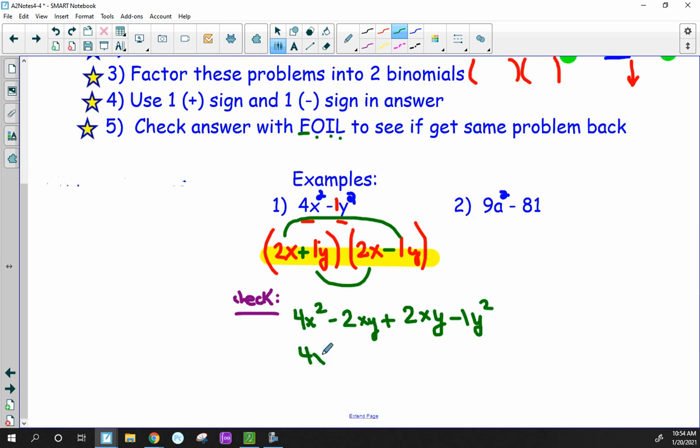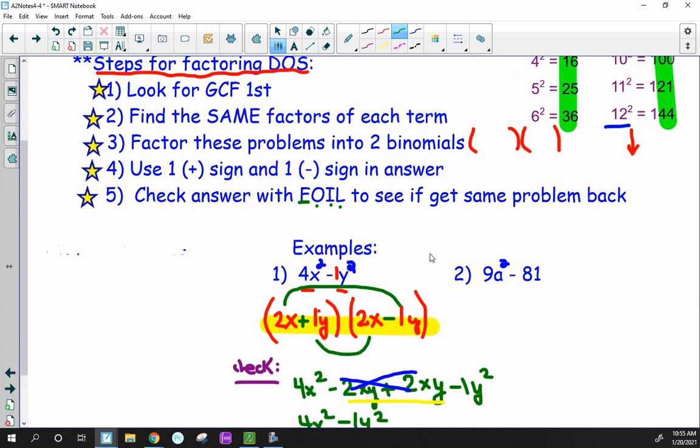Okay, so I want you to notice in my check right now that the two terms I'm underlining are the same. They both have xy. One of them has a coefficient of negative 2 and the other has a coefficient of positive 2. Negative 2 plus 2 gives me 0, so those cancel. And then what I'm left with is 4x squared minus 1y squared. So using FOIL to check this will always show you if you have the right answer. And remember, of all this work, the highlighted part right here is the actual answer.